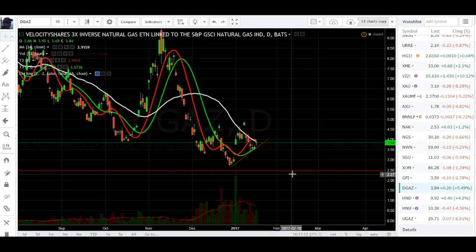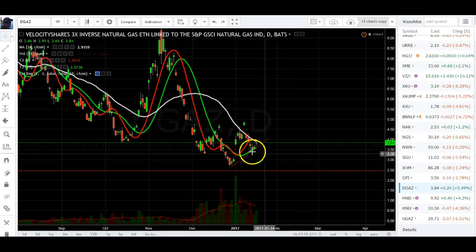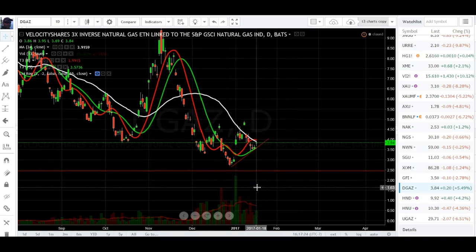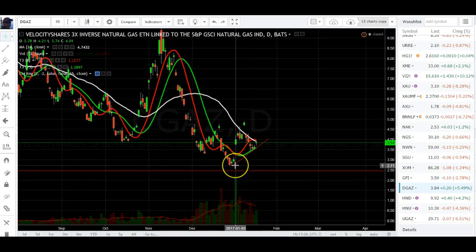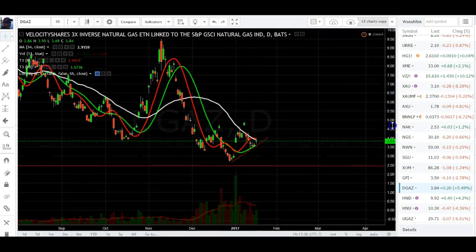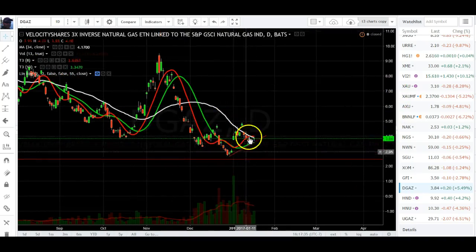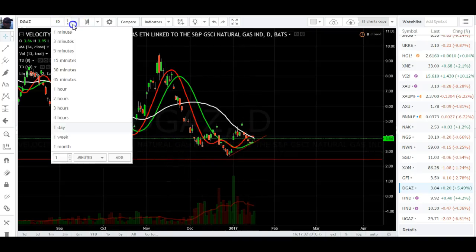So right now you're at support. So buy into support, sell into resistance. If this thing breaks down, then you're on a short, is what I would do. You're too close to the support line to make anything out of that.